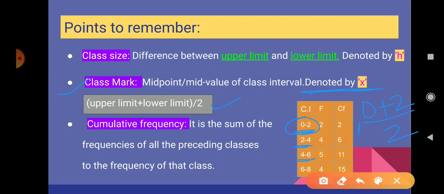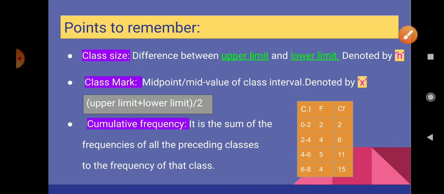So the class mark will change depending upon the class interval, the range between them. But class size doesn't change. Just subtract, it must be equal in all the class intervals. So remember, class size means the difference between upper limit and lower limit, and it is denoted by the letter h, because we use this in the formula. Remember, class mark means midpoint or mid value of the class interval, and it is denoted by x. How to find the mid value? Just add upper limit and lower limit and divide by 2, or take half of that. Or generally you can think of the number in between the two limits.